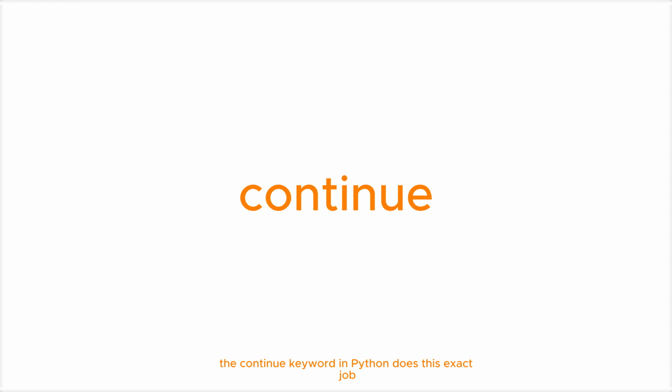The continue keyword in Python does this exact job. When you are inside the loop and the continue keyword is executed, Python ignores all the rest of the code in the current iteration and immediately jumps to the beginning of the next iteration of the loop. Continue does not break the loop. It simply says, this current item is not interesting to me. Let's just skip to the next one.